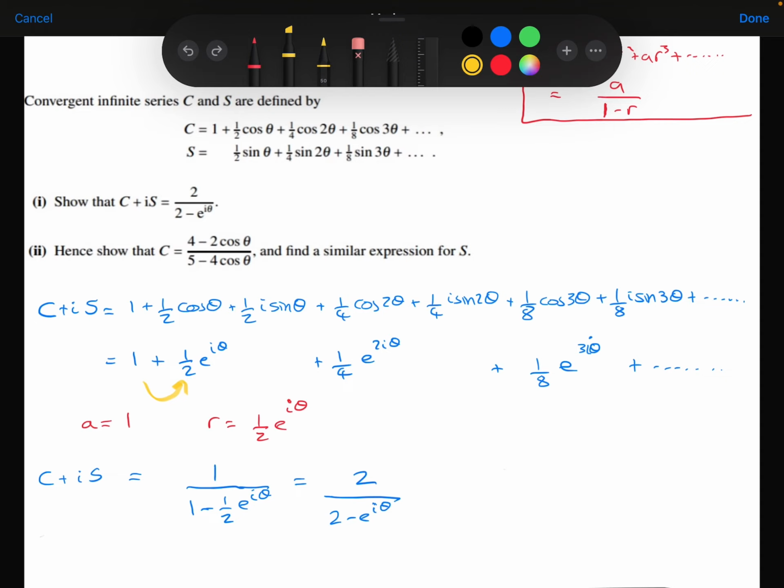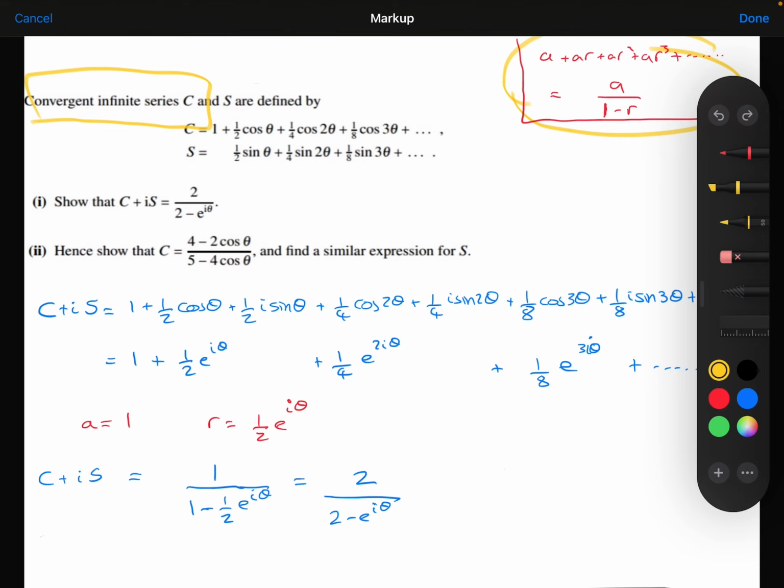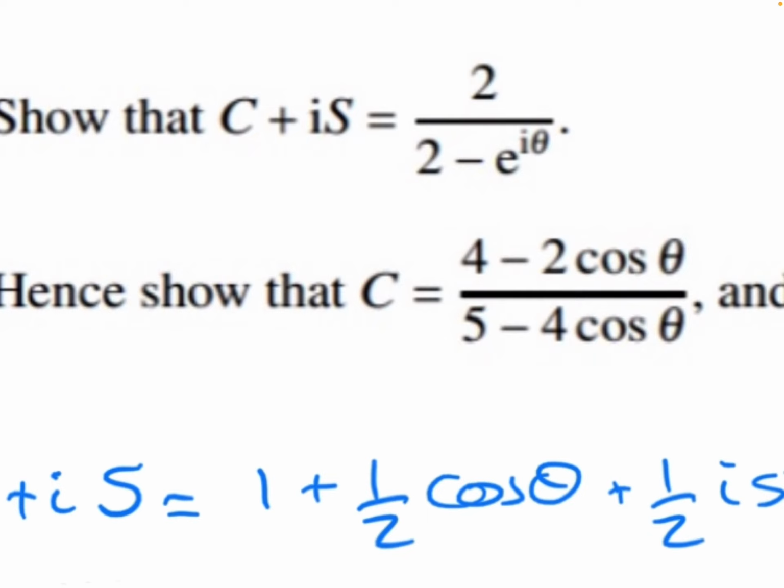Now, because this is an infinite geometric series and it does converge, I'm using the infinite sum formula, so A over 1 minus R. So A is 1 over 1 minus R. And then to simplify this, I'm just multiplying top and bottom of this by 2 to get rid of that fraction. So the 1 times 2, the 1 times 2, and the half e to the I theta times 2. So we have shown that C plus IS is equal to 2 over 2 minus e to the I theta.